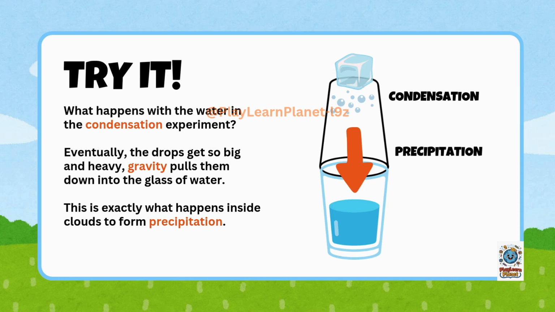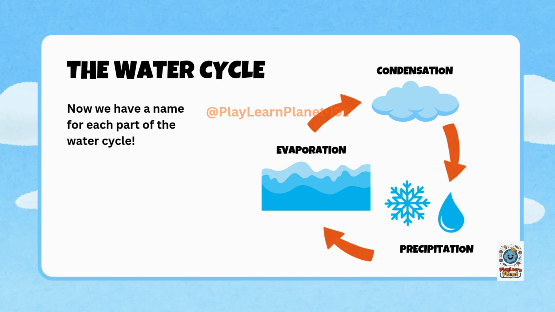Try it. What happens with the water in the condensation experiment? Eventually, the drops get so big and heavy, gravity pulls them down into the glass of water. This is exactly what happens inside clouds to form precipitation. The water cycle. Now we have a name for each part of the water cycle.